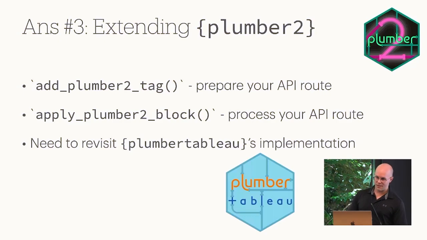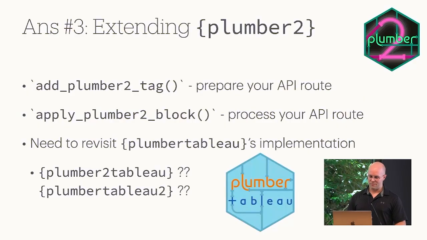So given these two methods, we really do need to go back to Plumber Tableau and try to add these two methods, and then we can probably drop at least half of their code, because most of it was just redoing that script. Maybe plumber2 Tableau, plumber Tableau 2, but I think that's going to be the hex.